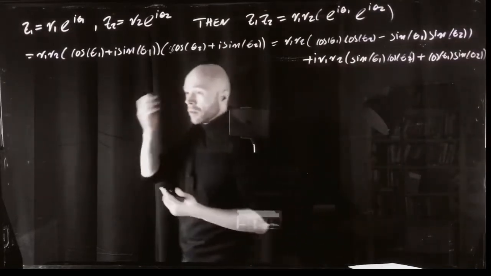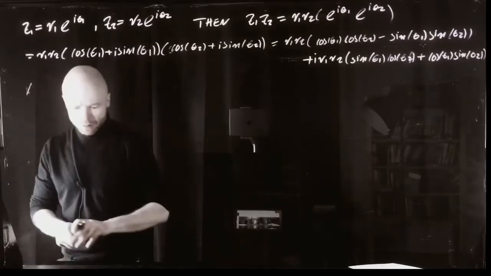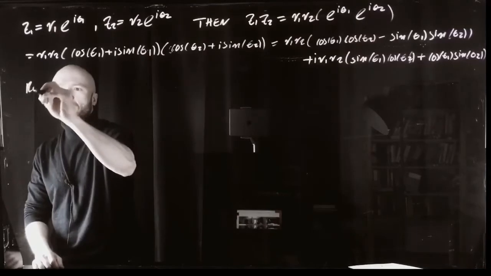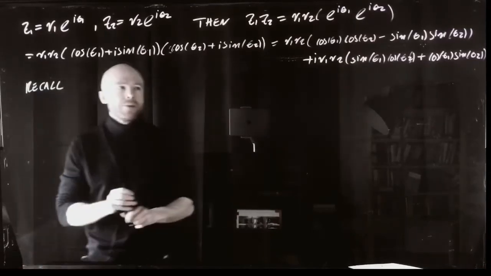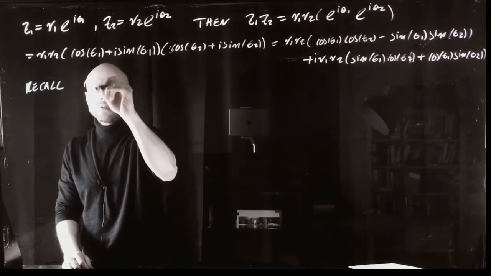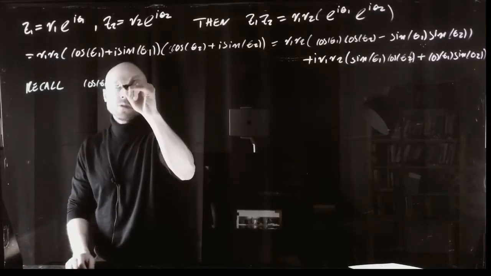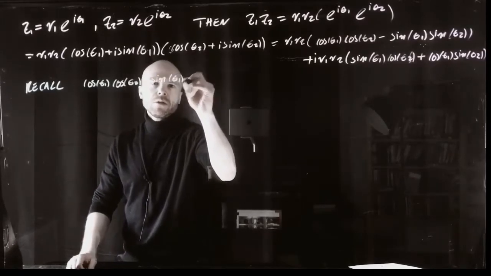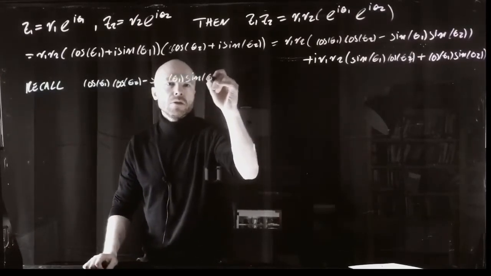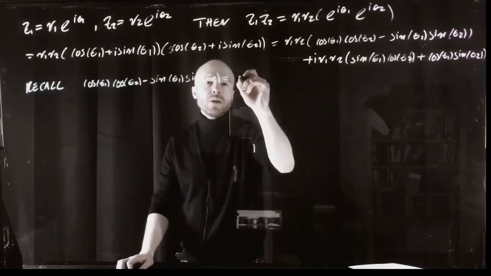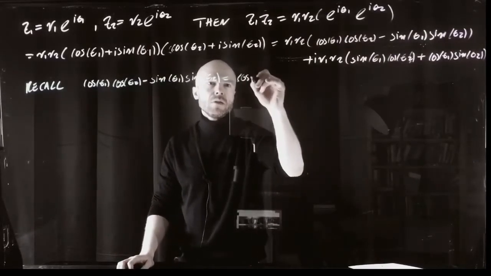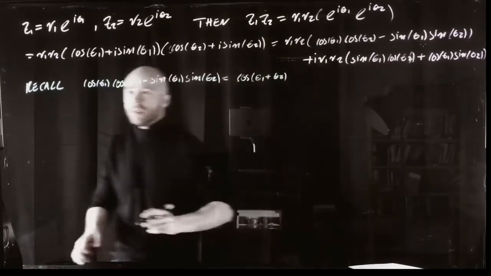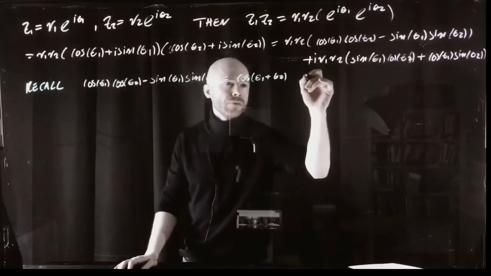And we all recall our trig identity. Recall that cosine of theta 1 cosine of theta 2 minus sine of theta 1 sine of theta 2 is nothing other than cosine of theta 1 plus theta 2. It's one of our standard trig identities.